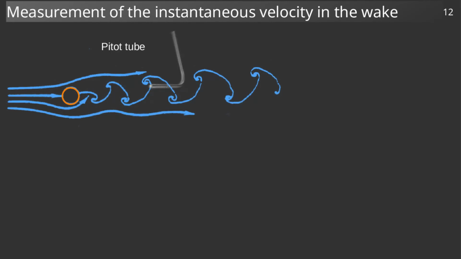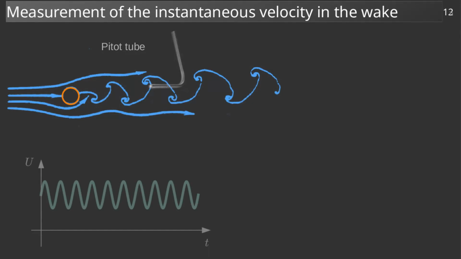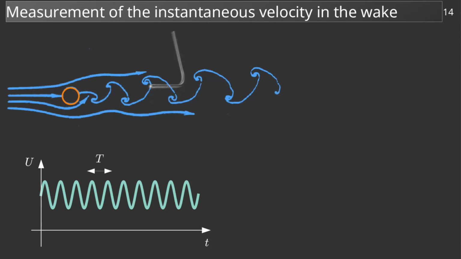We can do this by measuring the instantaneous velocity in the wake, for example by placing a pitot tube. Here is a typical time series of the velocity that can be measured. The passage of the vortices generates a periodic fluctuation of velocity. Let us note T the measured period and f its inverse.